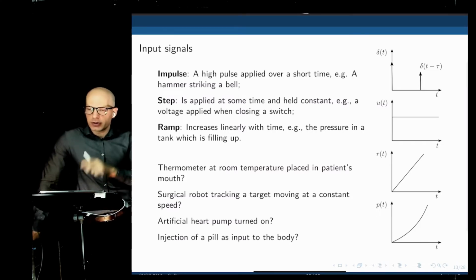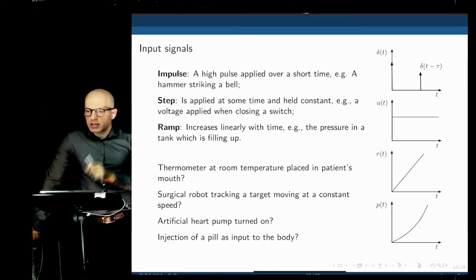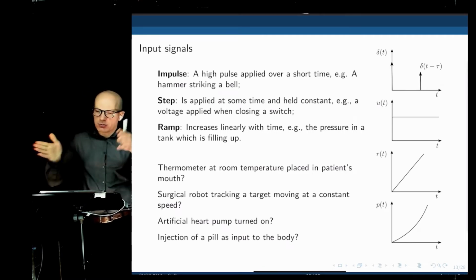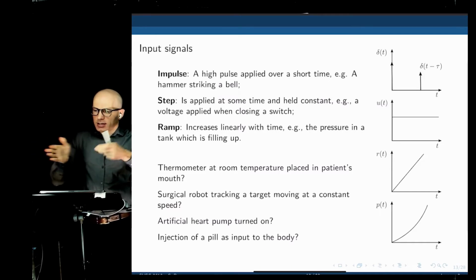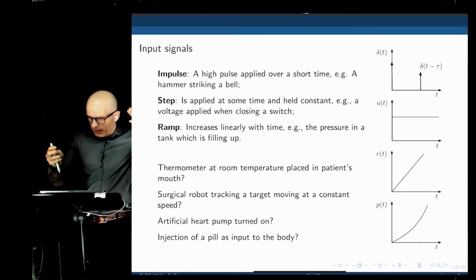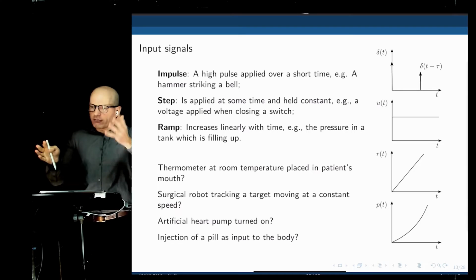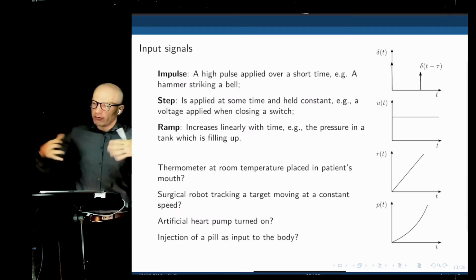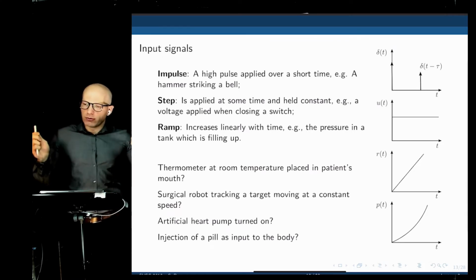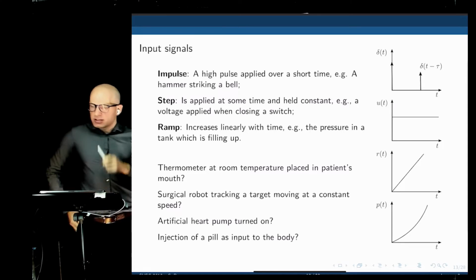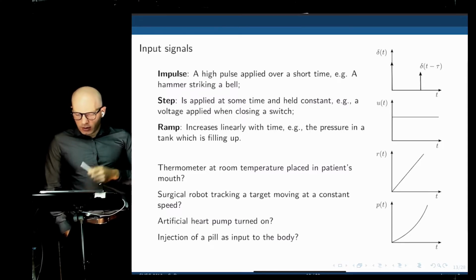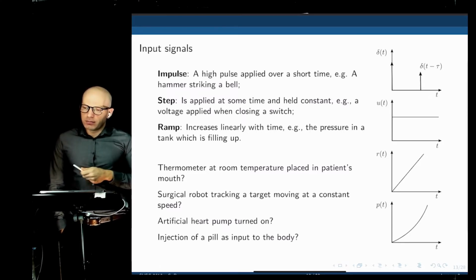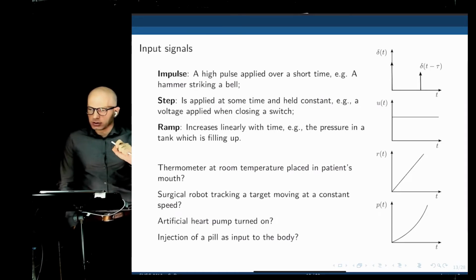Okay. So let's summarize that. The impulse is a high pulse applied for a short period of time. For example, a hammer striking a bell, or a mass spring damper system where we slap that system. We apply a very high amount of energy to it to create some sort of motion, and then you remove it. A step could be a voltage applied to a system that is held constant.